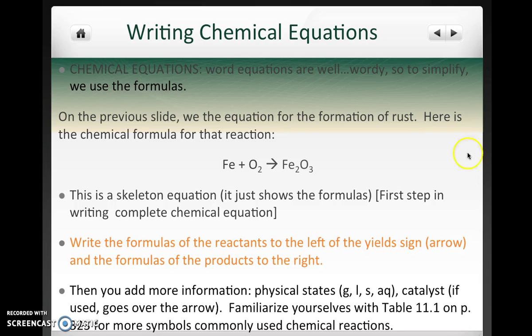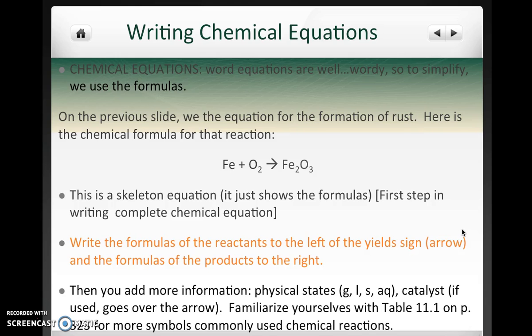Because you can see our iron, we only have one here and here we have two. It is not balanced, and so we would need to put numbers in front of those to balance them, which we will get to. All right, so the last half of our first objective is to write the formulas of the reactants on the left of the yield sign, or the arrow, and the formulas of the products on the right. So instead of using words, we use formulas to create our chemical equations.